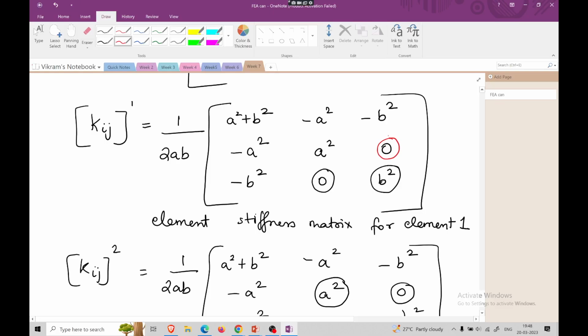K21 of the first element, this one minus A square. What about K33? K22 of the first element and K33 of the second element, A square plus B square. What is K34? K31 of the second element. What is K31 of the second element? Minus B square.